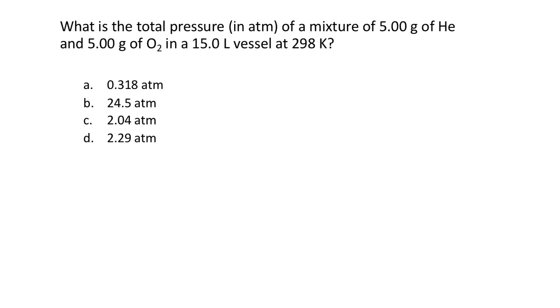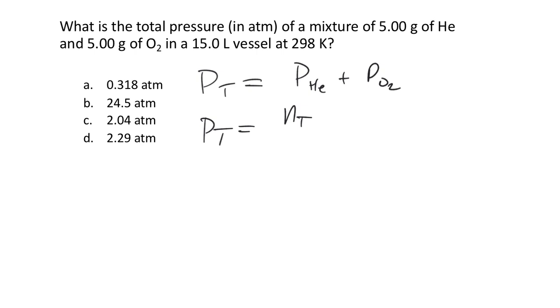So what's the total pressure of a mixture of 5 grams of helium and 5 grams of oxygen in a 15 liter vessel? We have a couple of ways we can think about this problem. We could imagine our total pressure would be due to the pressure of helium plus the pressure of oxygen. We could calculate the partial pressure of helium, the partial pressure of oxygen, and then simply sum them together. Or we could calculate the total pressure by taking the total number of moles times RT divided by V. So two approaches, and both can equally be used to get the same answer. I'm going to use this approach so we can see what each of the individual partial pressures is for these two gases.